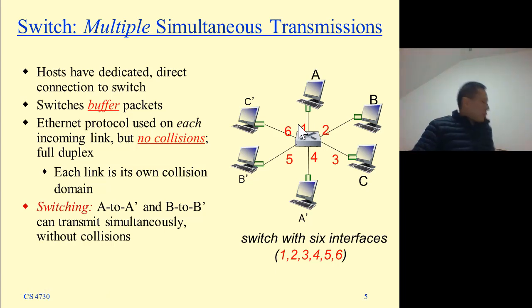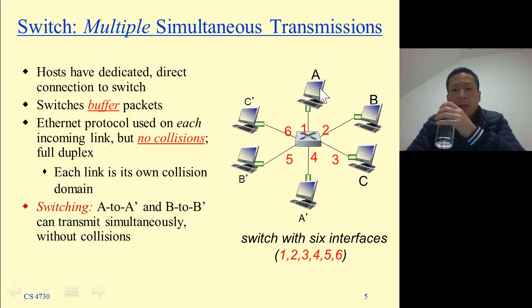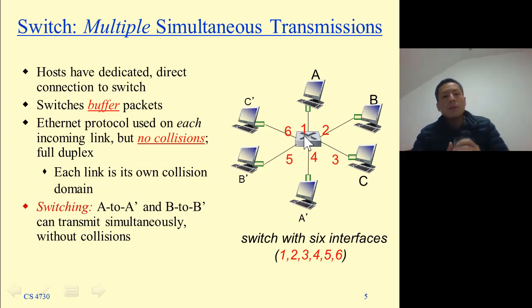Because of the store and forward paradigm, supposedly if you are sending one packet from A to A prime, and you want to send from B to B prime at the same time, no problem because of the store and forward paradigm of the switch. Remember, this is a very important characteristic of a switch.